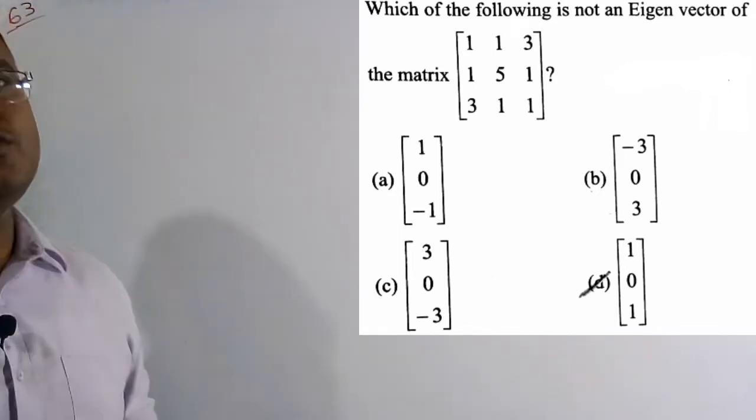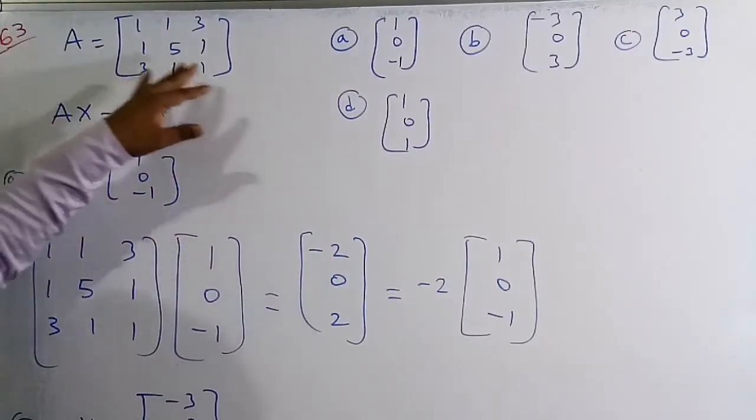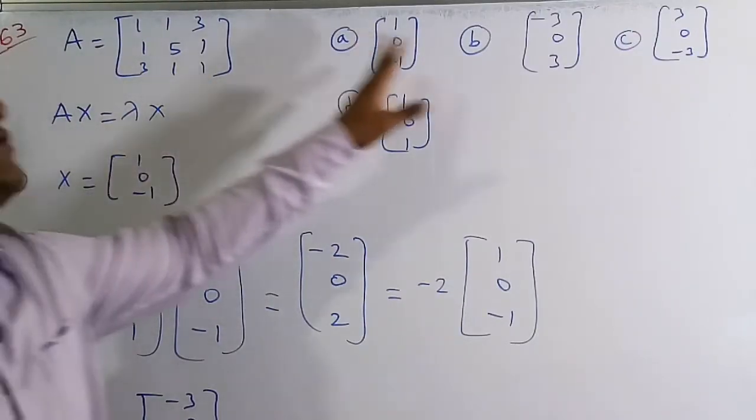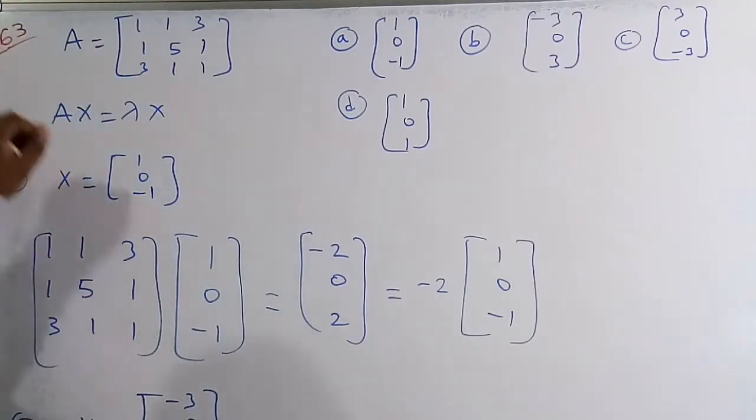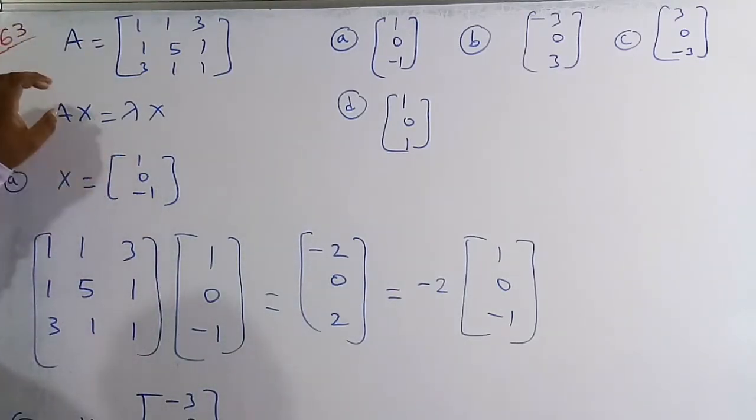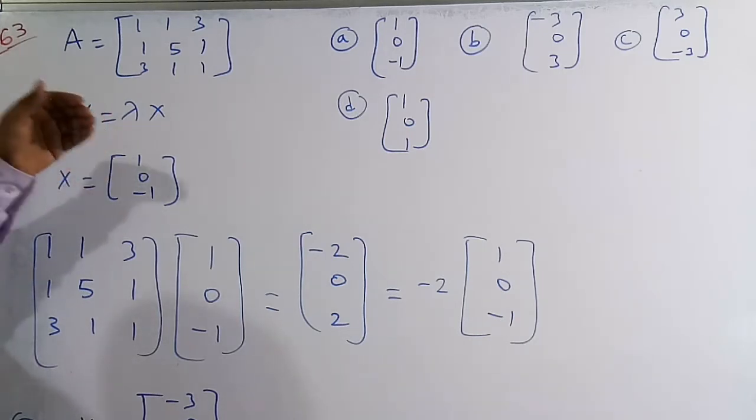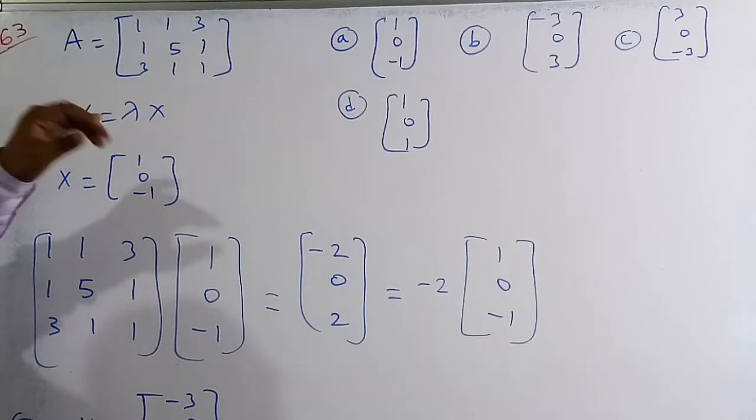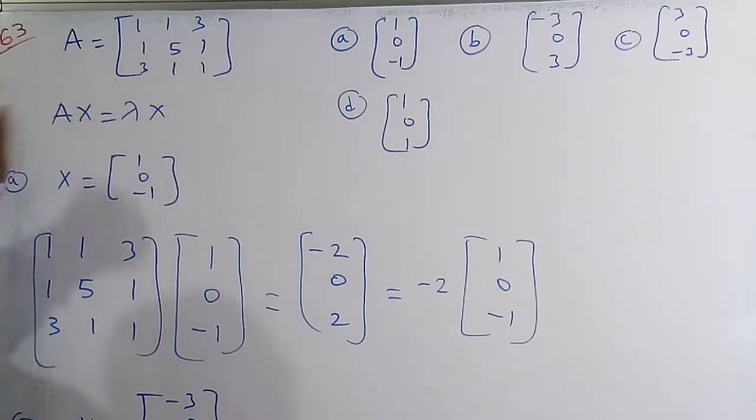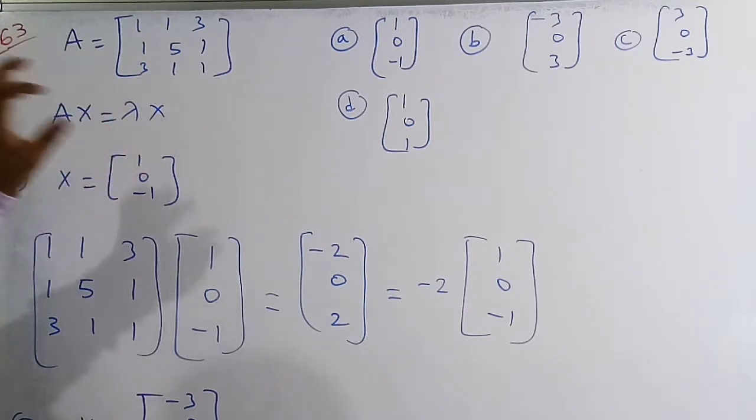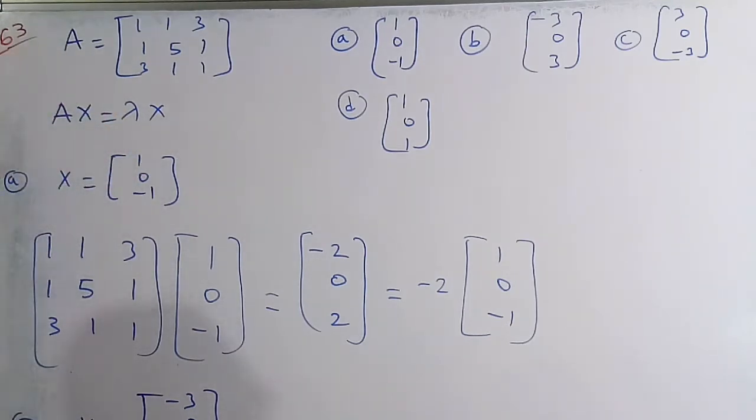So now let us solve this numerical. In the question, this is the matrix. For this matrix, out of these four options, we need to figure out which is not an eigenvector. Basically, whenever Ax is equal to lambda into x, if you multiply a matrix A by some vector and you get a resultant vector which is some number times x, this number is called the eigenvalue and this is the eigenvector. If any vector satisfies this condition, then we say it is an eigenvector.